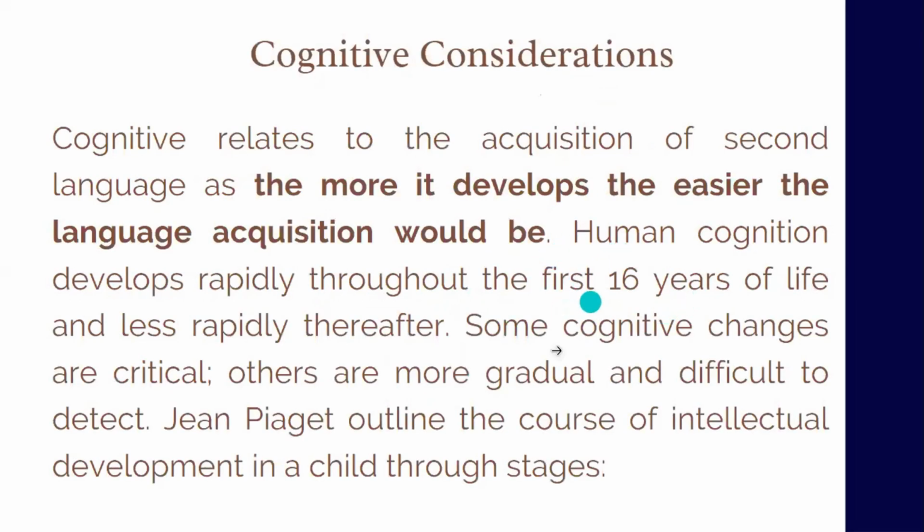Okay, and then cognitive considerations. Cognitive development relates to the acquisition of a second language, as the more cognition develops, the easier the language acquisition would be. Human cognition develops rapidly throughout the first 16 years of life and less rapidly thereafter. Some cognitive changes are critical, others are more gradual and difficult to detect. Jean Piaget outlined the course of intellectual development in a child through stages.